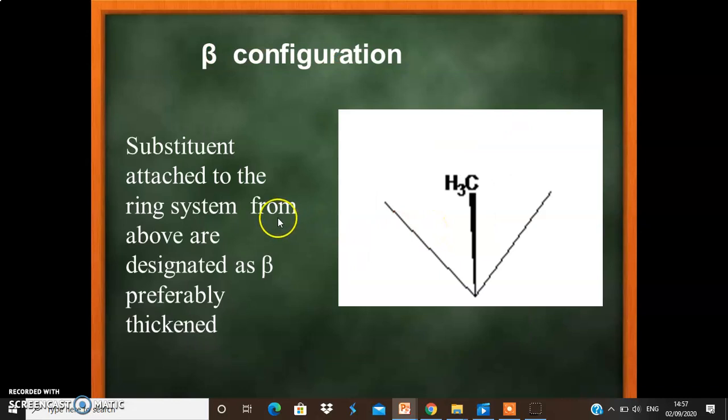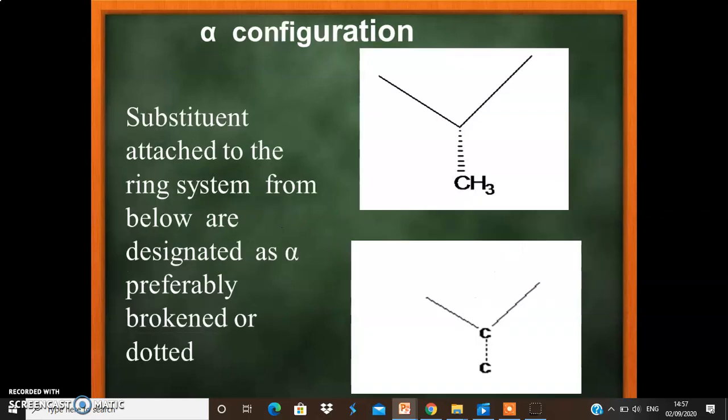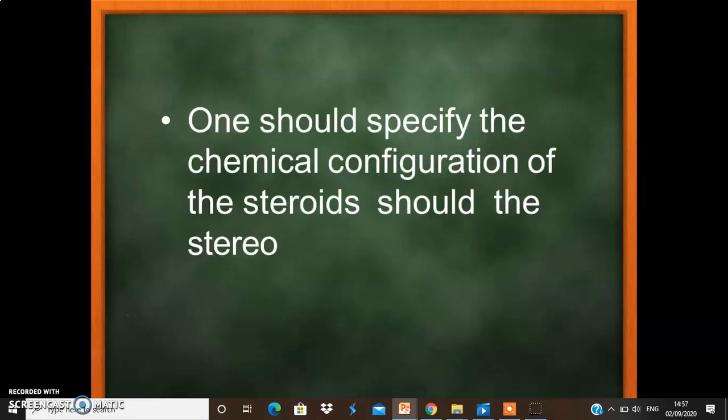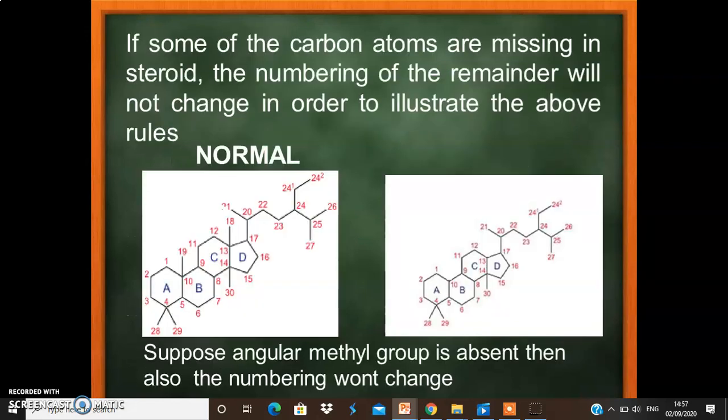The beta configuration: whenever a substituent attached to the ring system is above the plane, it is designated as beta, shown by a dark or thickened line. Alpha configuration: generally those substituents attached to the ring system from below the plane of the rings are designated as alpha, shown by broken or dotted lines. Unknown configuration is shown like this, and one should specify the stereochemical configuration of the sterols.